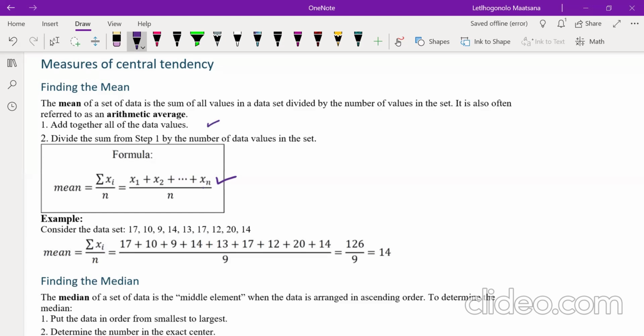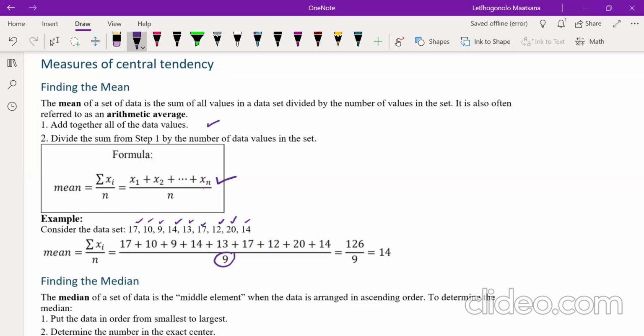So let's look at this data set. We have 17, 10, 9, 14, 13, 17, 12, 20, and 14. There are 1, 2, 3, 4, 5, 6, 7, 8, 9 numbers. So we'll say the sum of all the data divided by how many data points we have. We'll have 126 divided by 9, giving us 14.